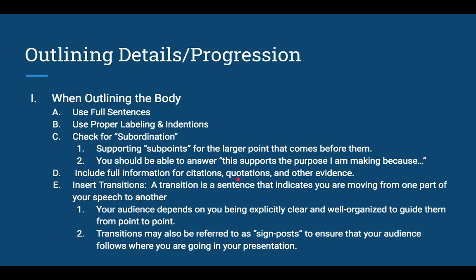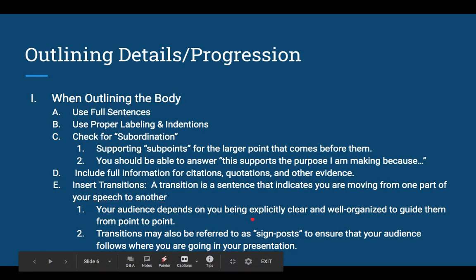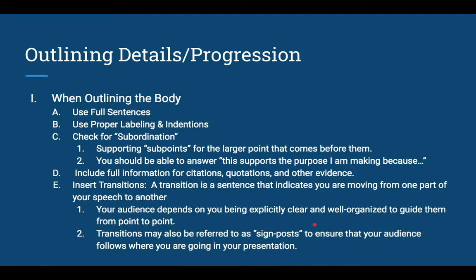You include citations, quotations, and other evidence. Within your outline, you'll have parenthetical citations for things that you pulled out, such as specific statistics and direct quotes. And then you'll also include a works cited page to cite any source that you use in the development of your outline. Transitions are important. A transition is a sentence that indicates you are moving from one part of your speech to another. Your audience depends on you for being very clear and well organized to make sure you're guiding them from one point to the next. Transitions may also be referred to as signposts to ensure that your audience follows where you're going in your presentation.